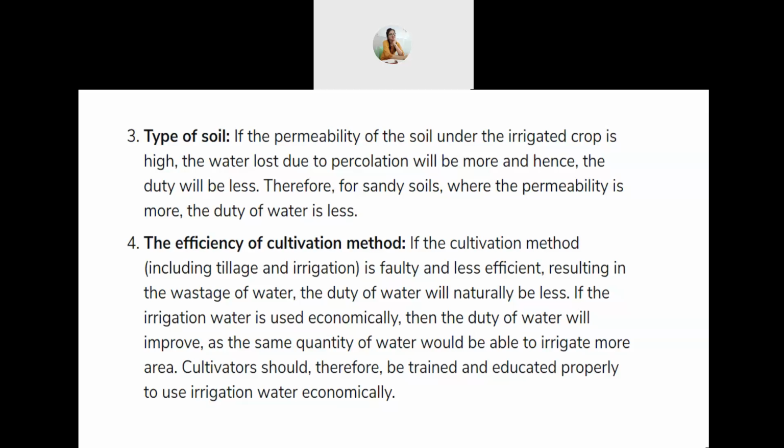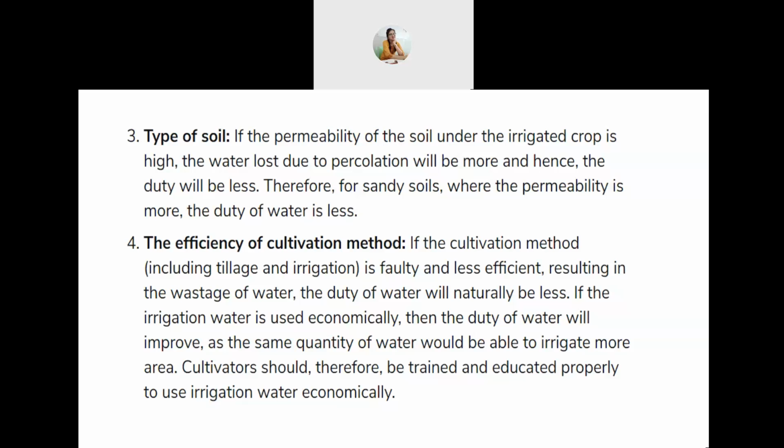The fourth point is the efficiency of cultivation method. If the cultivation method, which includes tillage and irrigation, is faulty or problematic and also less efficient, it results in the wastage of water. So the duty of water will naturally be less. If the irrigation water is used economically, then the duty of water will improve, as the same quantity of water would be able to irrigate more area. Cultivators should therefore be trained and educated properly so as to use the irrigation water economically.